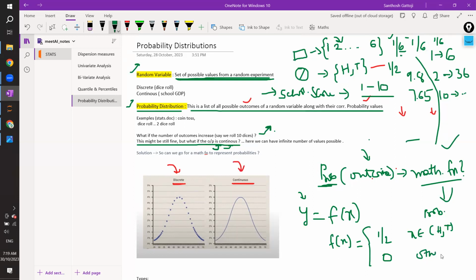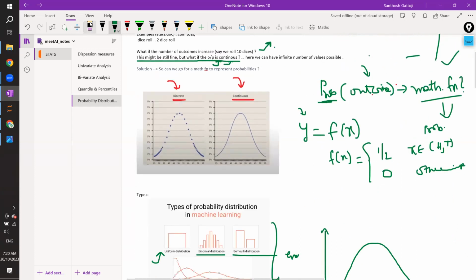otherwise. Otherwise means there will be no other possible values, but still we write it as a mathematical function. If our x value, that means our random variable value, is heads or tails, then the probability will be 1 by 2, otherwise 0. Getting it, guys? So with a function you can simply understand.